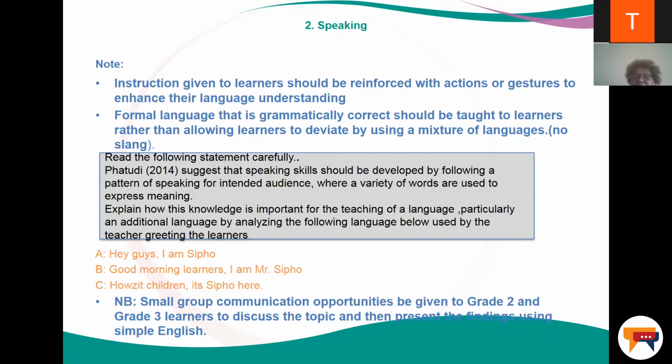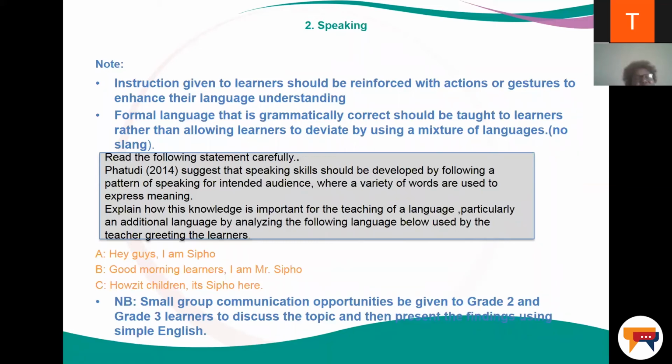Read the following statement. Paduri 2014 suggests that speaking skills should be developed by following a pattern of speaking for intended audience. Underline that one, where a variety of words are used to express meaning. Explain how this knowledge is important for teaching a language, particularly an additional language, by analyzing the following language below used by the teacher greeting the learners.